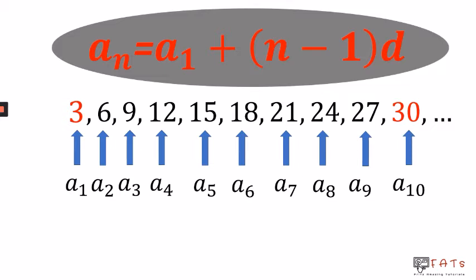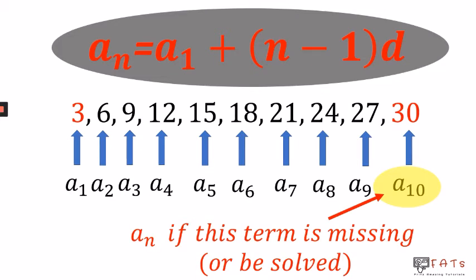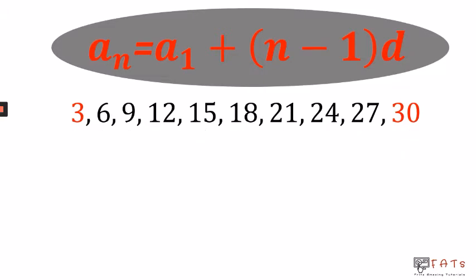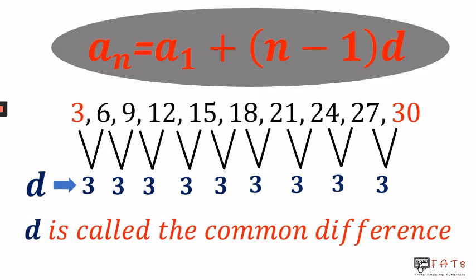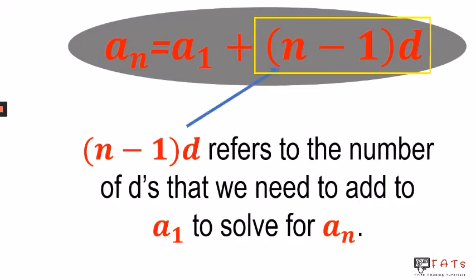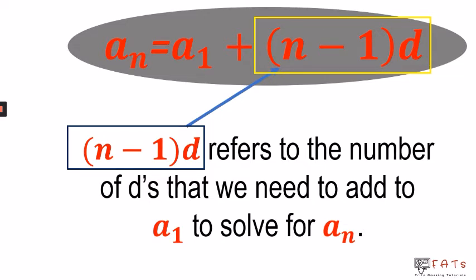But if the 10th term in the sequence is missing, we will call it in our formula a sub n. The equal difference between consecutive terms of the arithmetic sequence is called the common difference, denoted by the variable d. And logically, n minus 1 times d refers to the number of d's we need to add or subtract to a sub 1 to solve for a sub n.